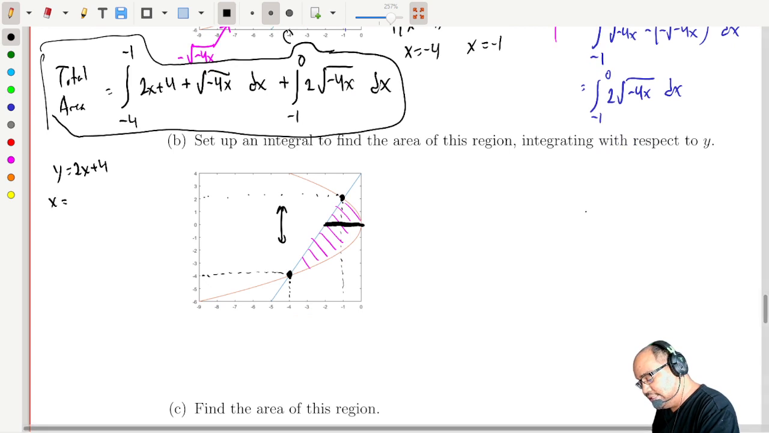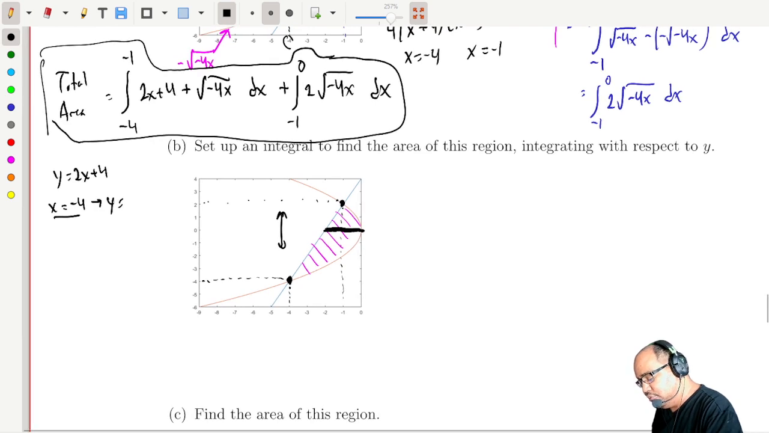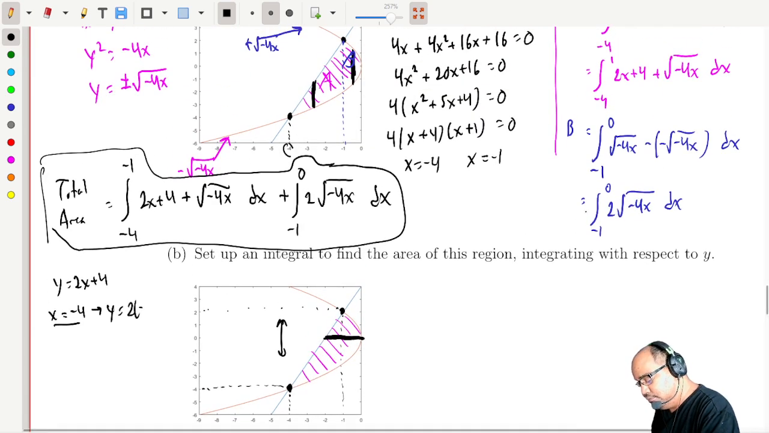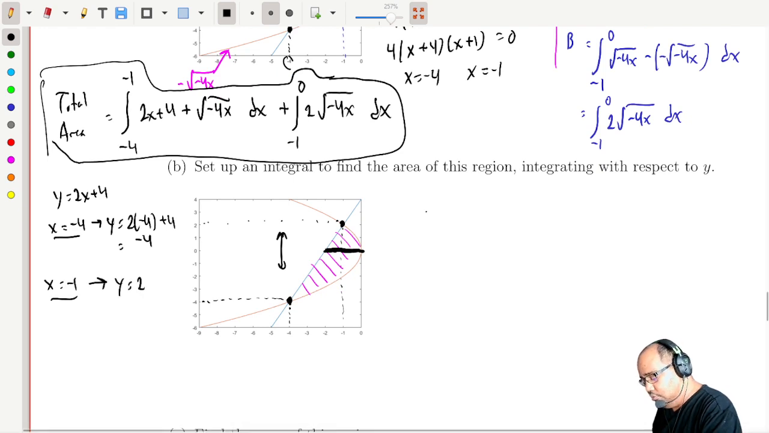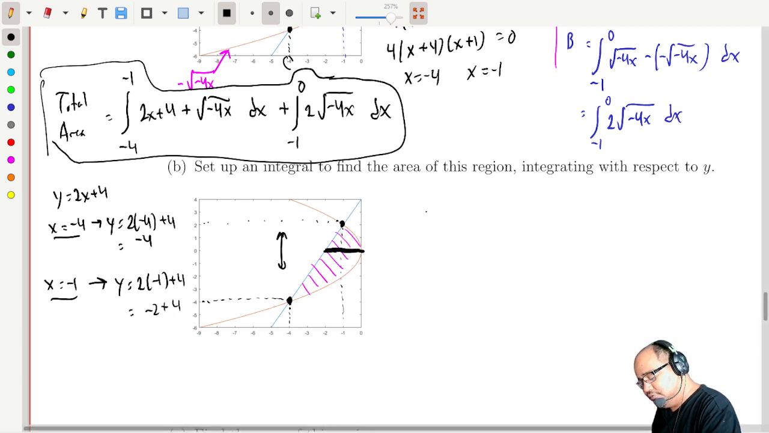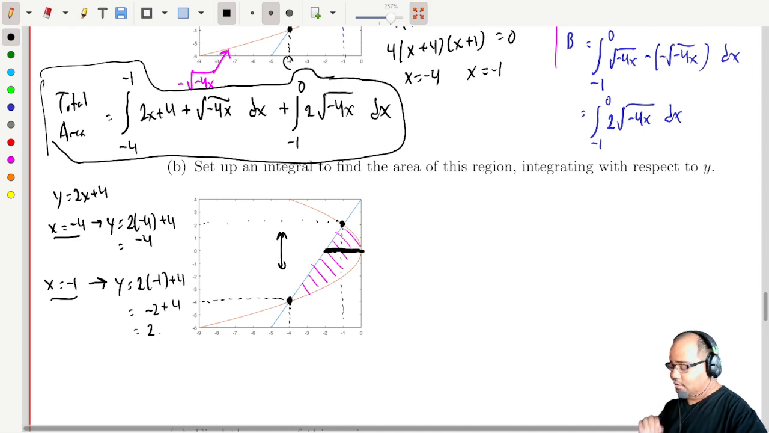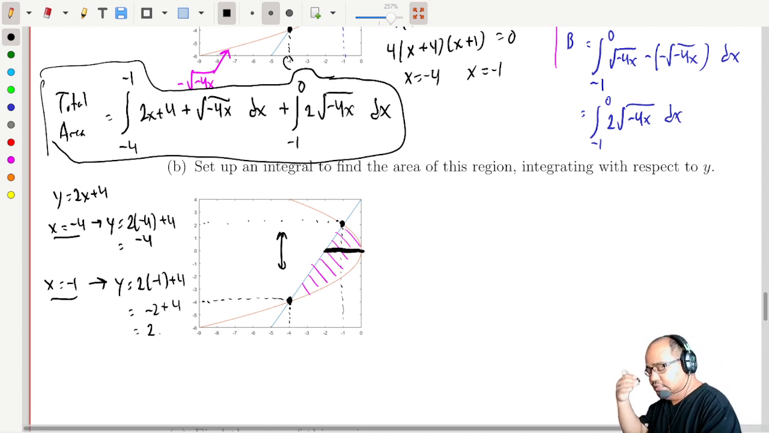So when x is equal to -4, we get y equals 2 times -4 plus 4. We have -8 plus 4, which is -4. That agrees with our picture there. And when x is equal to -1, same deal. Plug in x equals -1 into the line. -2 plus 4, which is a positive 2. So now I know that I'm integrating from -4 to 2.